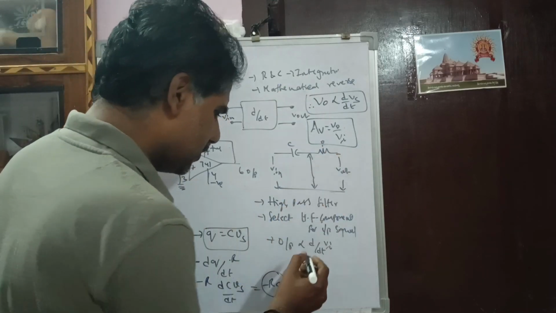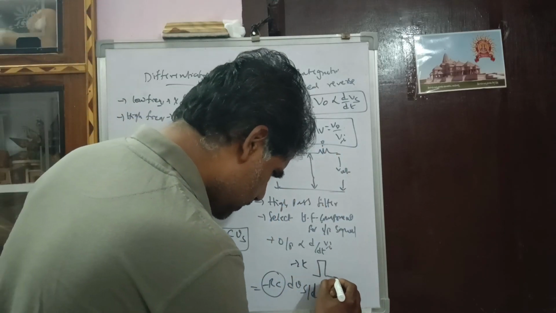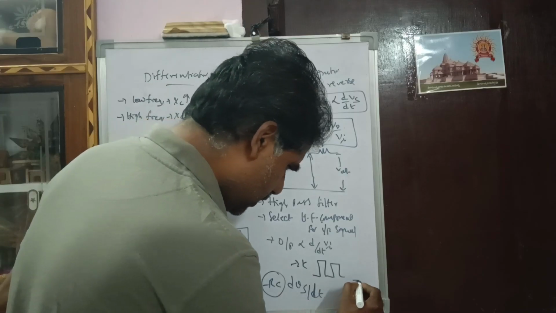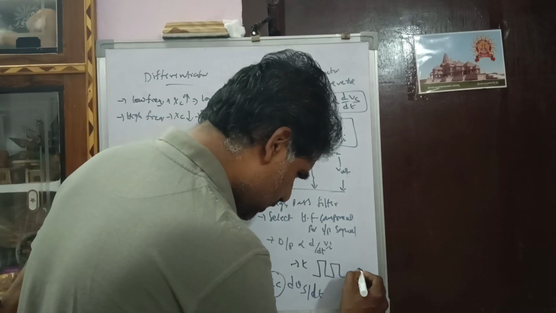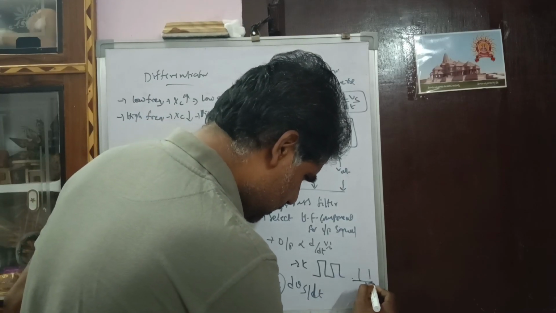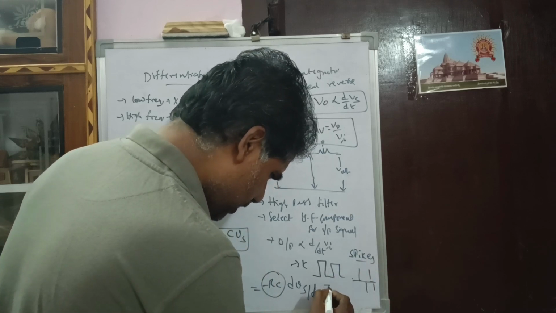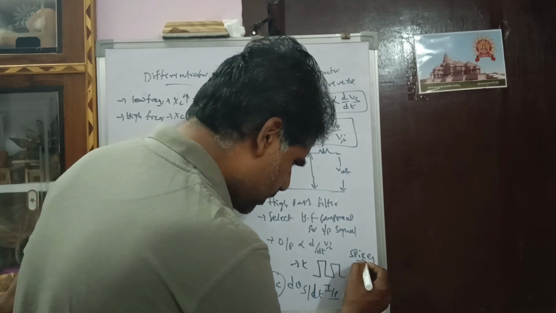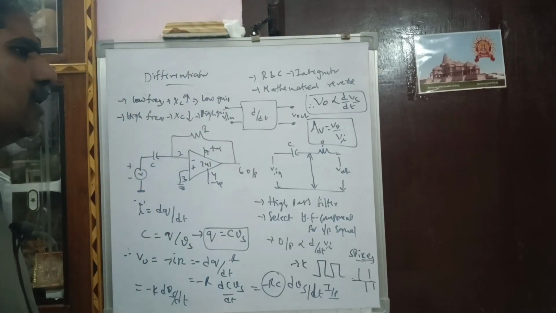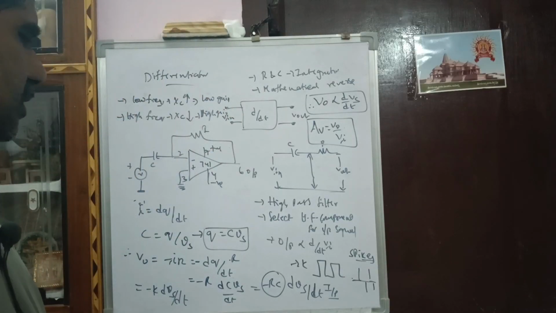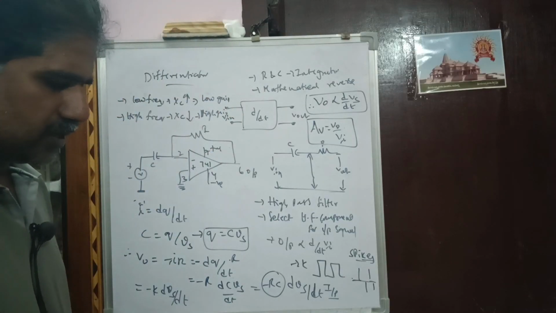Even in a differentiator, if you give a square wave as input, it is used to generate spikes. Input is square, and output is spikes. Okay, that is the differentiator.